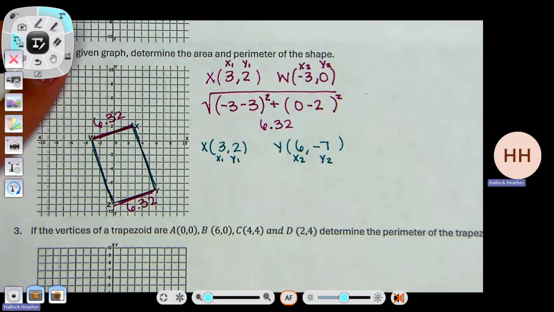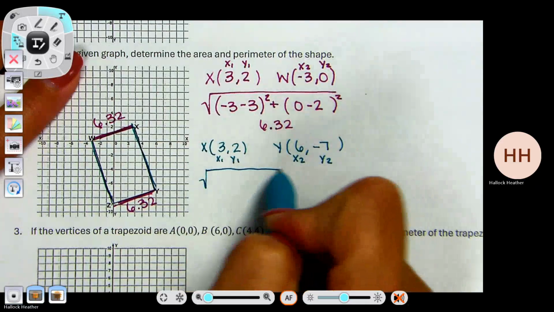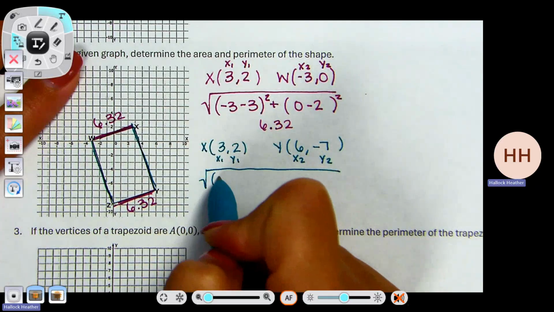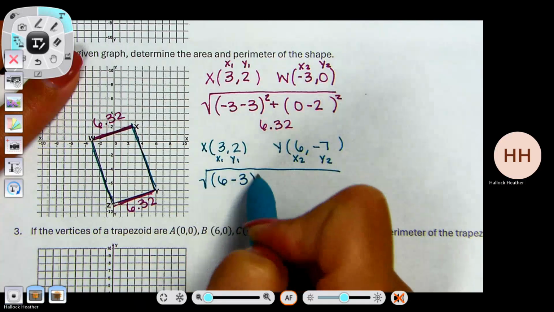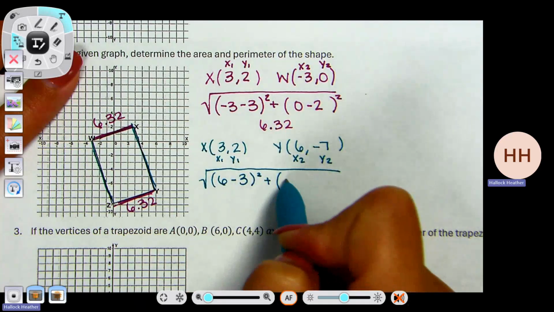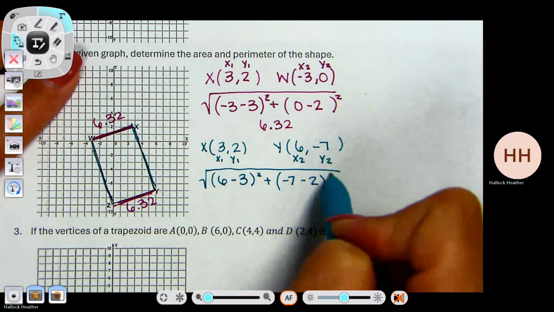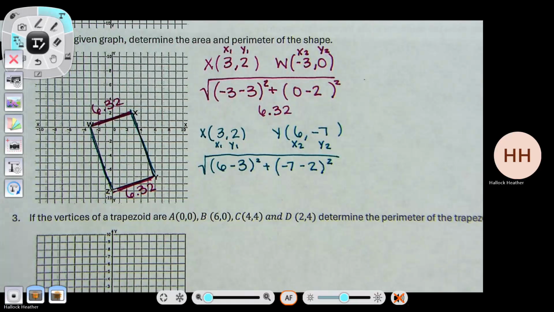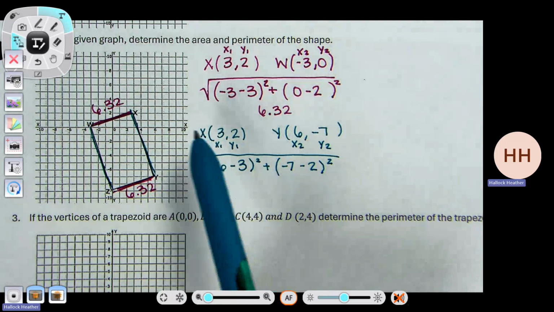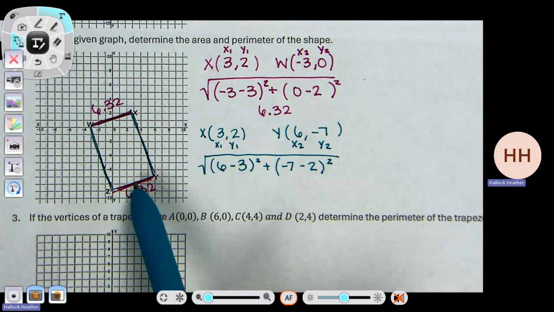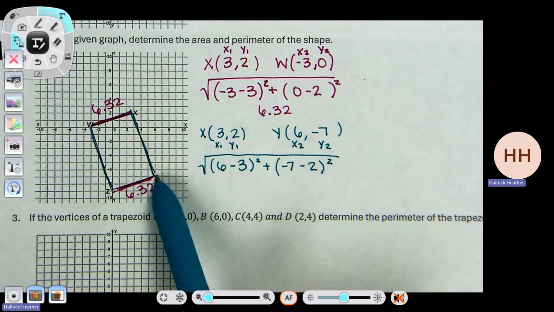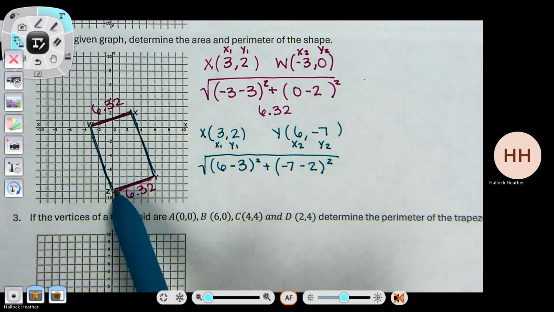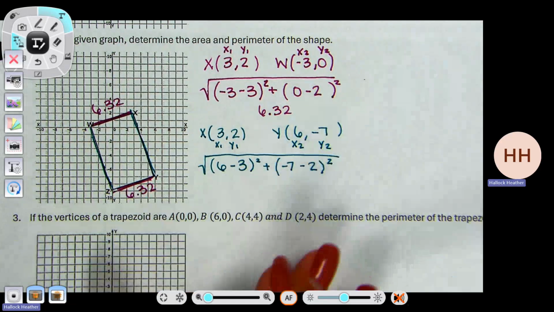Okay, so take a second. You're going to plug it in. So we're doing x2 minus x1, y2 minus y1. Why are we using that? Because we have to do one of the sides. So we either have to use XY or we have to use WZ. Can you go for it? Yeah.